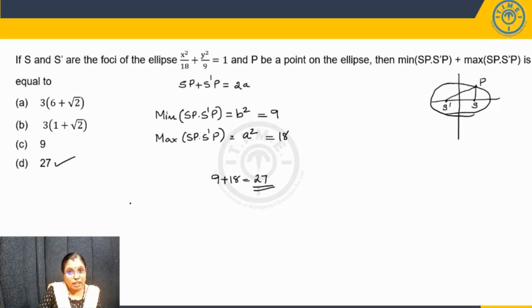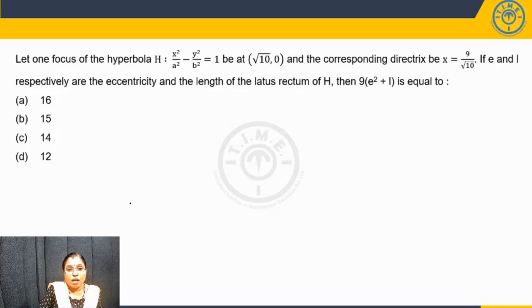Let's work out another question. Let one focus of the hyperbola H, x² by a² minus y² by b² equal to 1, be at (√10, 0). So we can say that this is (ae, 0), and ae is √10, 0. And the corresponding directrix be x equal to 9 by √10. So we can say that this is a by e, x equal to a by e.